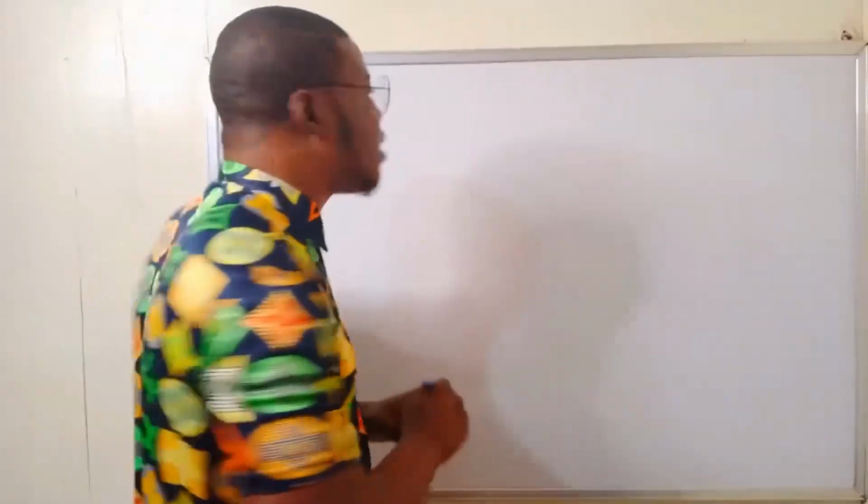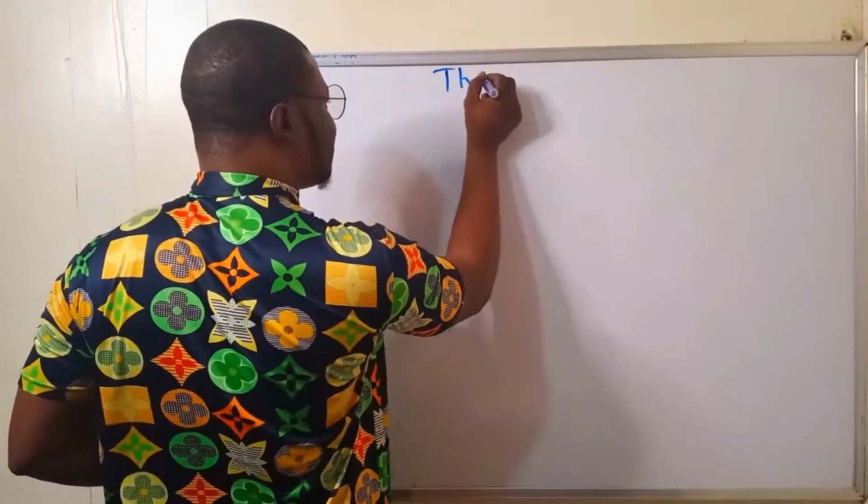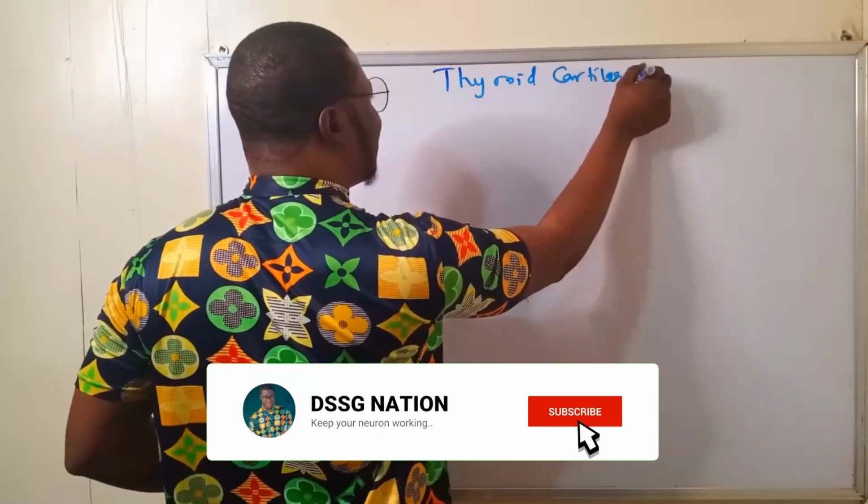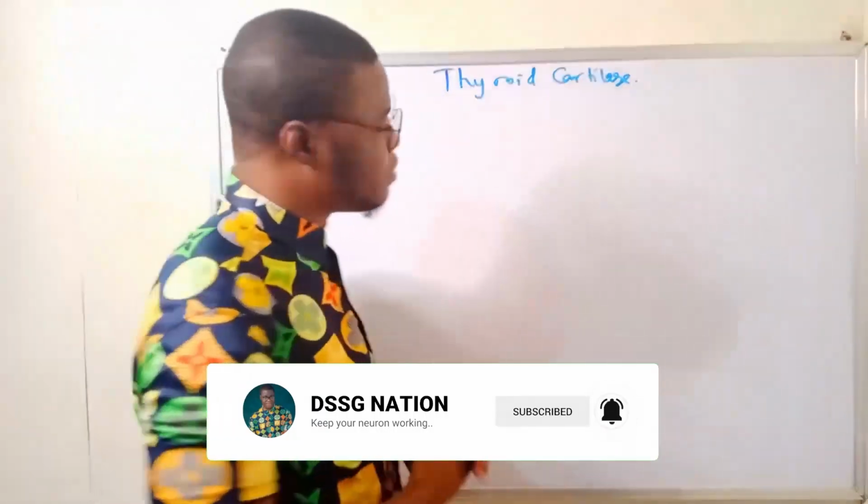Yeah, welcome back. So let's talk about the thyroid cartilage now. The thyroid cartilage. Now forget about the diagram first. So let's quickly do this. Just imagine that someone is praying earnestly to God to ask for something. The point is, we all have different ways of demonstrating this.